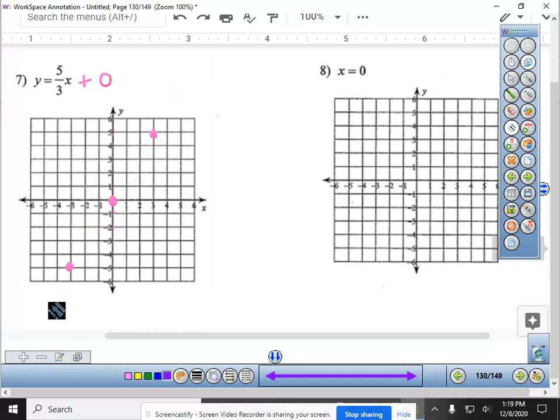It just makes it easier for me when I see it. Plus, when you take a test on it, well, I guess you'll not be drawing it on a test anymore because it's online now. But you will have to do your homework. Number 8 is just straight up and down on the y-axis.